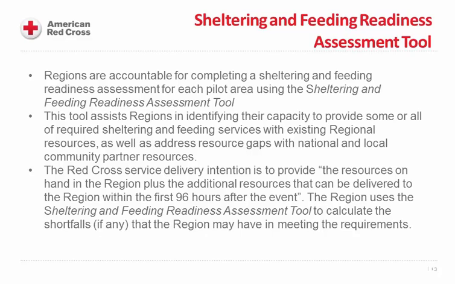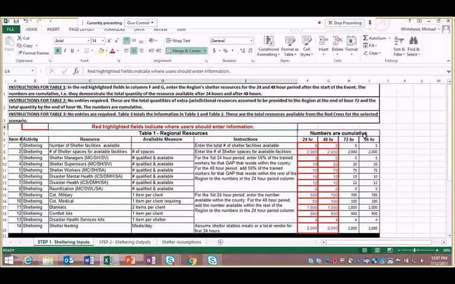The Sheltering and Feeding Readiness Assessment Tool. Regions are accountable for completing a sheltering and feeding readiness assessment for each pilot area using the Sheltering and Feeding Readiness Assessment Tool. This tool will assist regions in identifying their capacity to provide some or all of the required sheltering and feeding services with existing regional resources, as well as address regional gaps with national and local community partner resources. As you can see here, once again, the red highlighted fields indicate where the users should enter information.